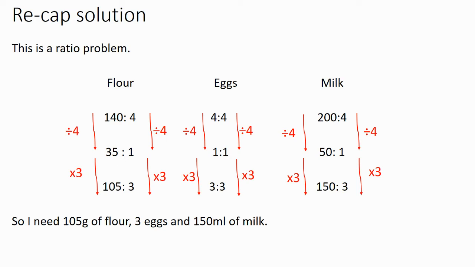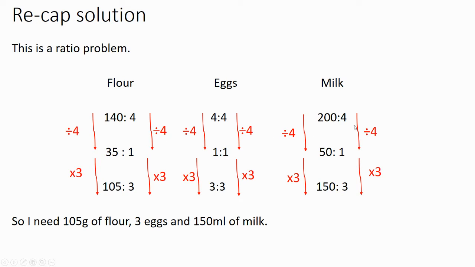Okay, so here is the solution. Hopefully you worked out that it was a ratio problem. What I did first was write each ingredient as a ratio of the amount to 4. This is the amount of flour, 140 grams, for 4 people. 4 eggs for 4 people. 200 mils of milk for 4 people.